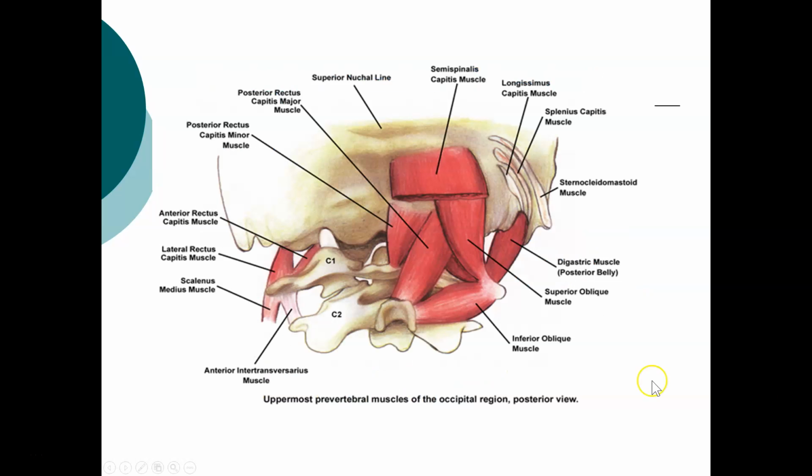So we see them here in the diagram. Here is C1, here is C2. This is the semispinalis capitis muscle here. This is the splenius capitis over here that's been removed. So see, this is a group of very small muscles.